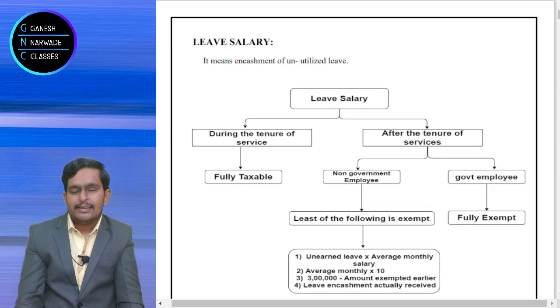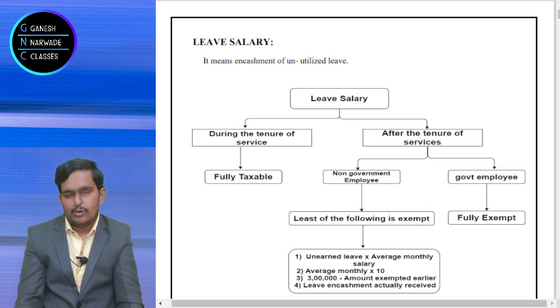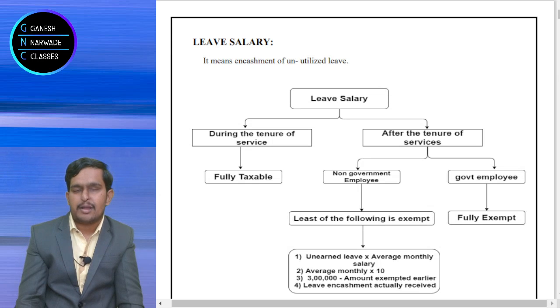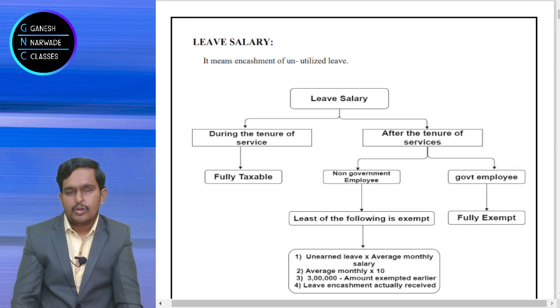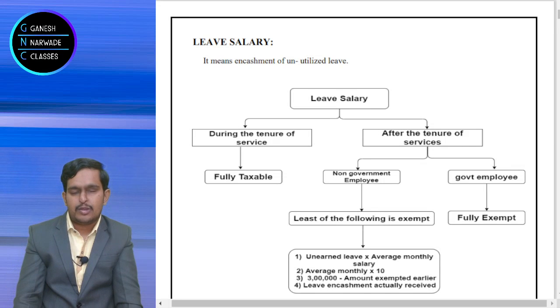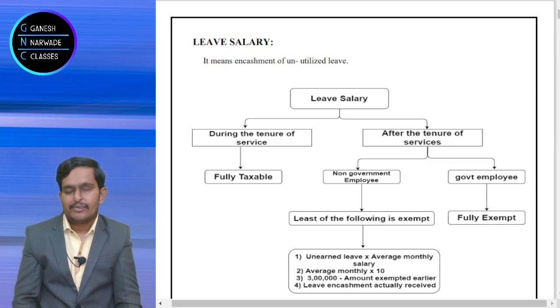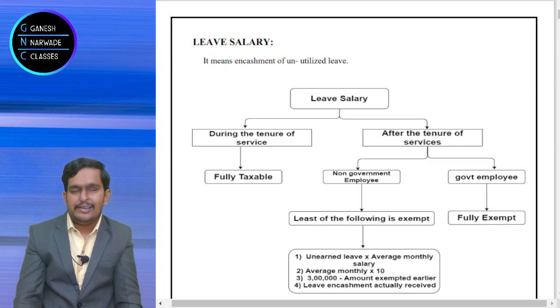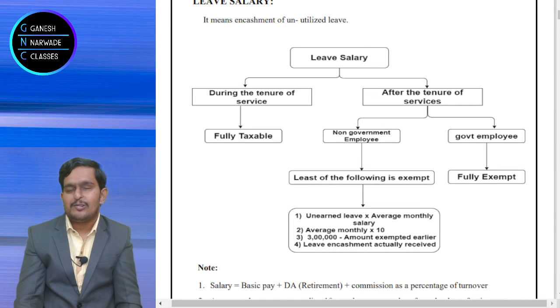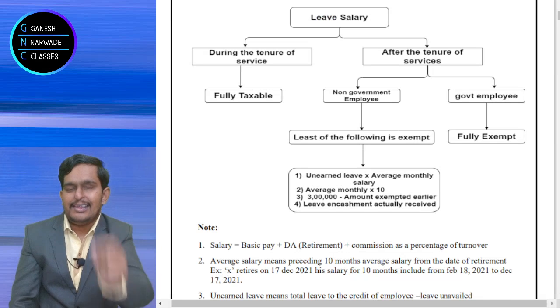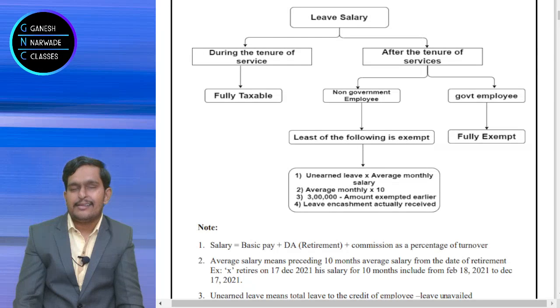Third thing, 10 into average monthly salary. So what is salary? Salary is equal to basic pay, DA retirement plus commission as a percentage of turnover. We should not take just salary; we should take average monthly salary. So what is average monthly salary? Again, 10 months average salary.